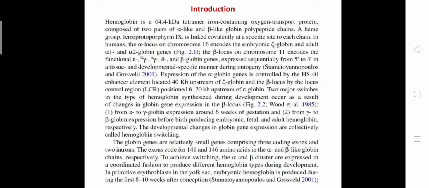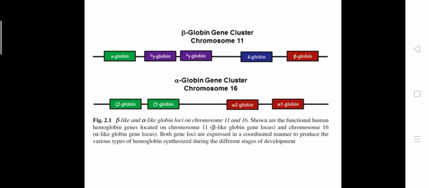To achieve switching, the alpha and beta clusters are expressed in a coordinated fashion to produce different hemoglobin types during development. In primitive erythroblasts in the yolk sac, embryonic hemoglobin is produced during the first 8 to 10 weeks after conception. These are the genes involved in hemoglobin synthesis: zeta globin, gamma G globin, gamma A globin. These are the three genes, and delta globin, beta globin.